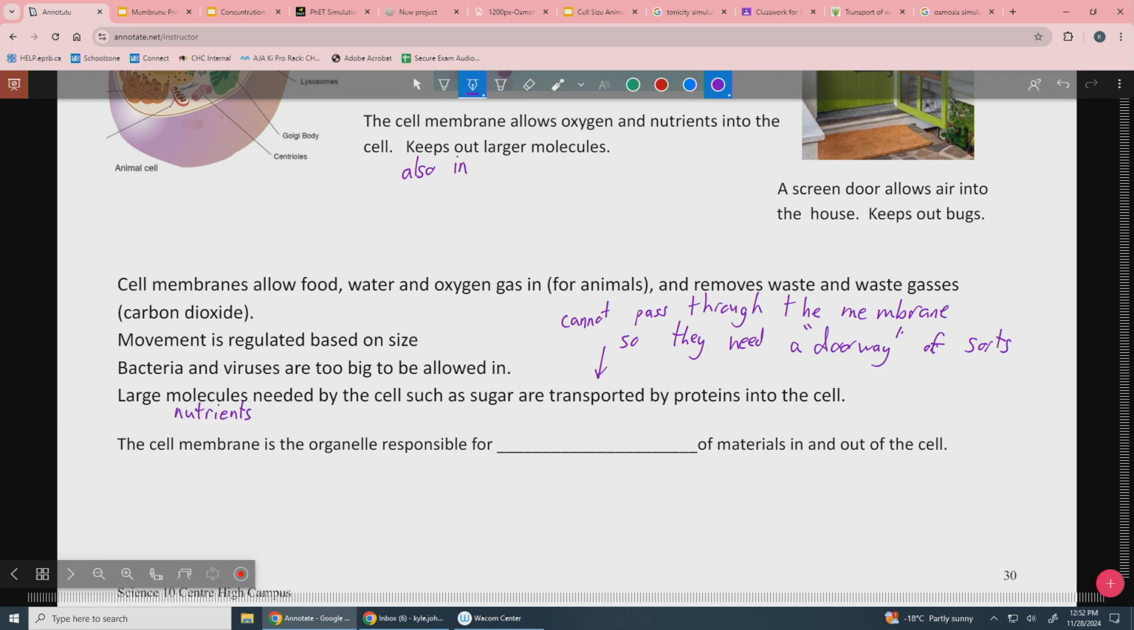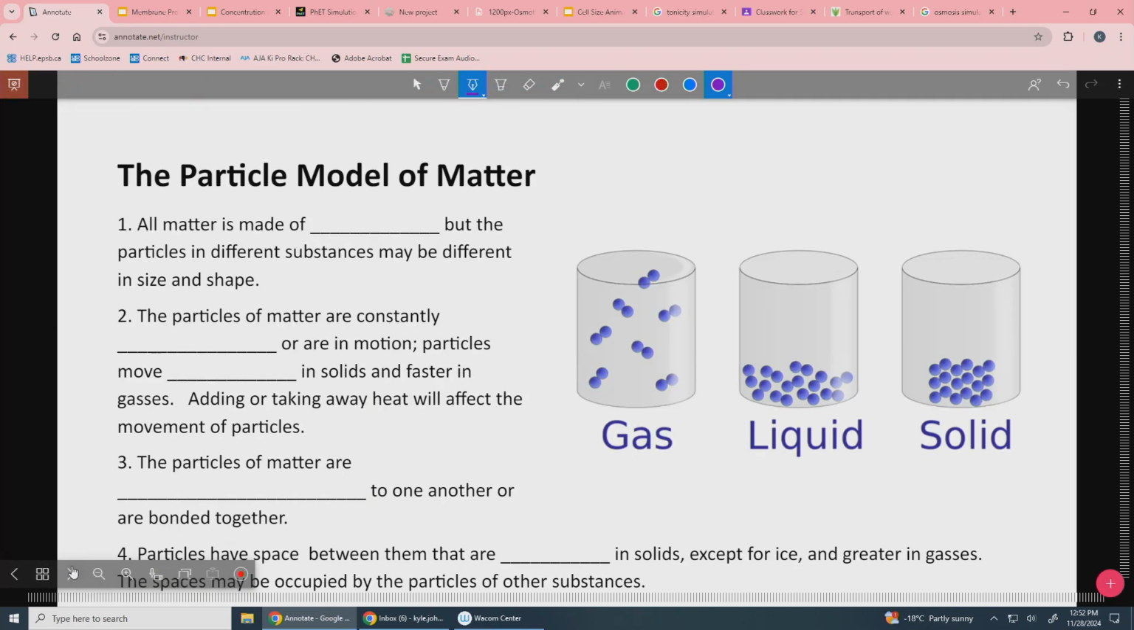The cell membrane is the organelle responsible for transportation of materials in and out of the cell. Before we talk about the methods of transportation, it's going to be important to discuss what we call the particle model of matter, because we're looking at the movement of particles.